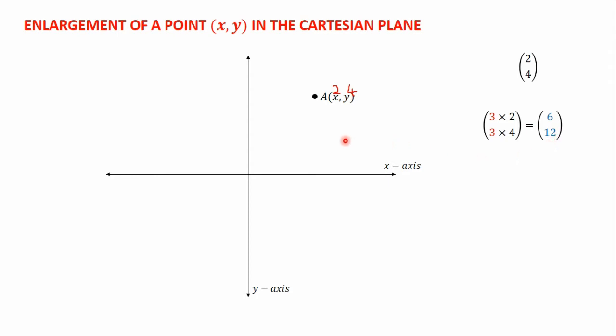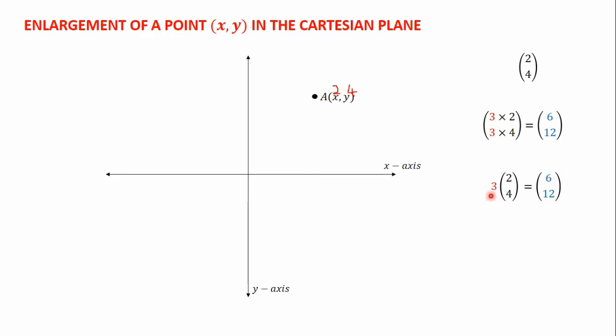This is what it means to enlarge a point in the XY plane. So to enlarge a point in the XY plane, we will multiply the coordinates of the point by a constant. So we can see from here that the original point was 2, 4. Then we multiply it by the constant 3. And we are now getting the image 6, 12.